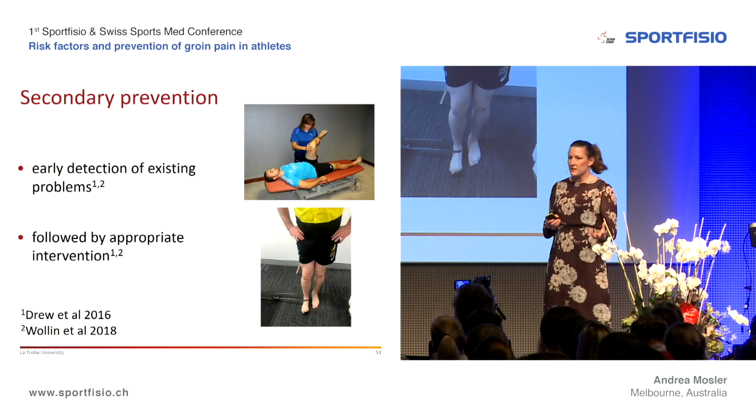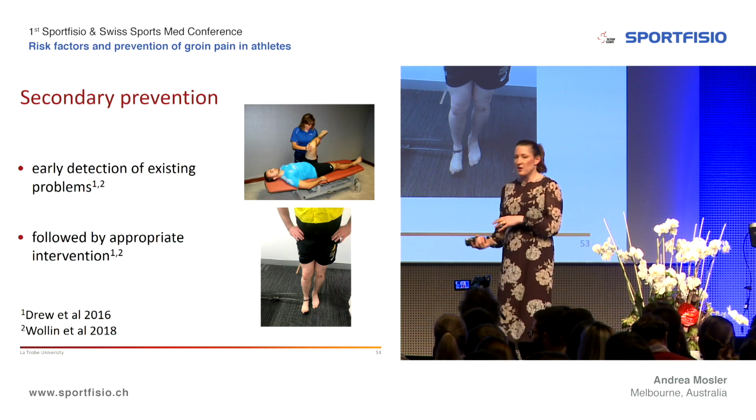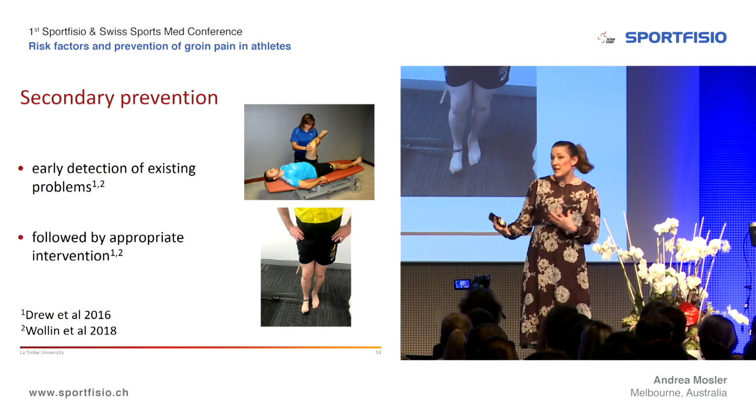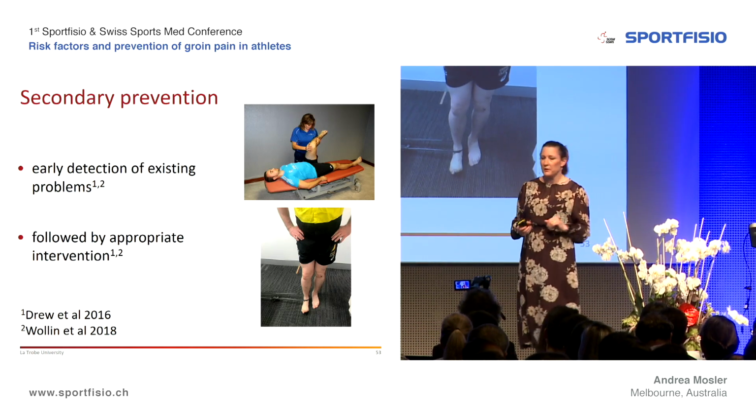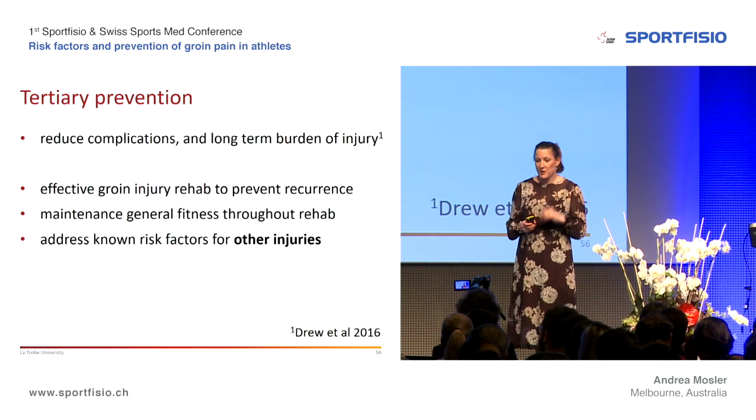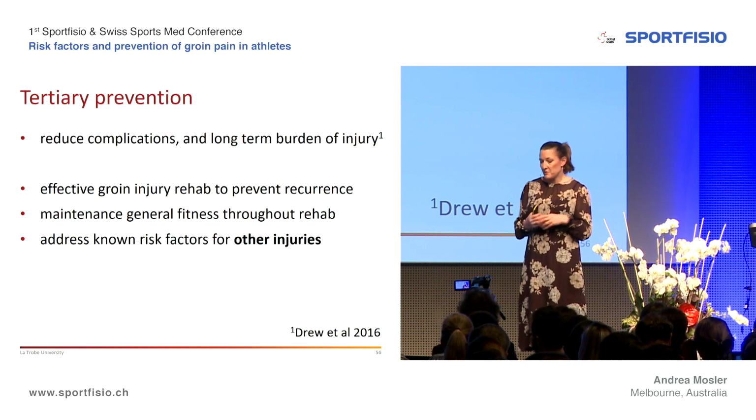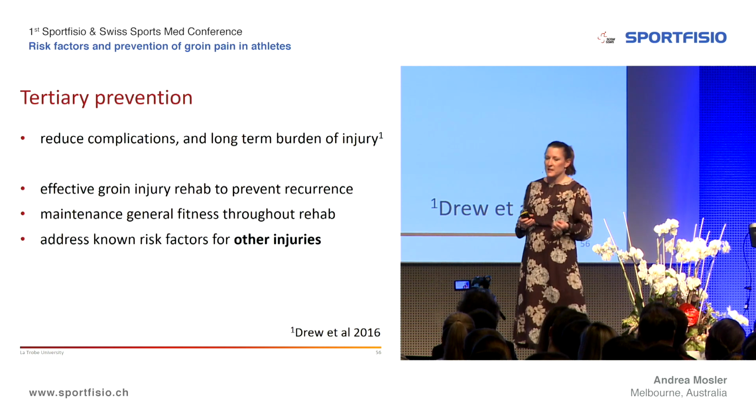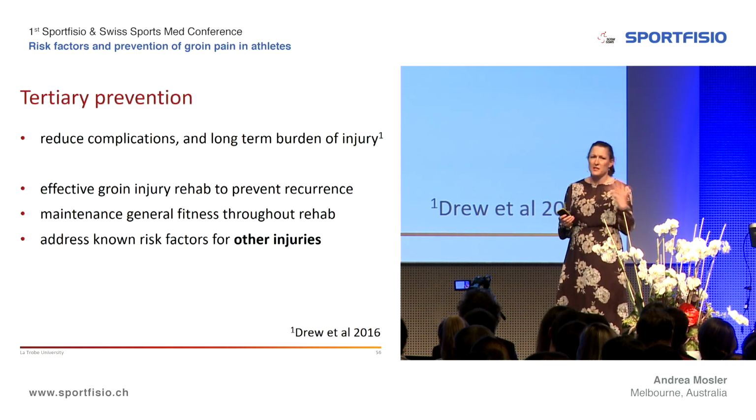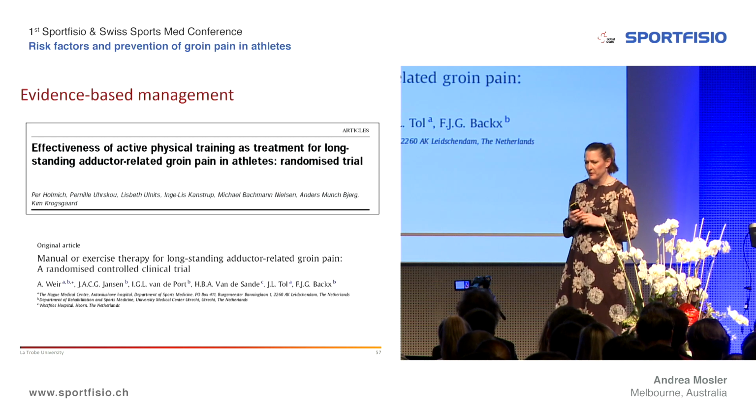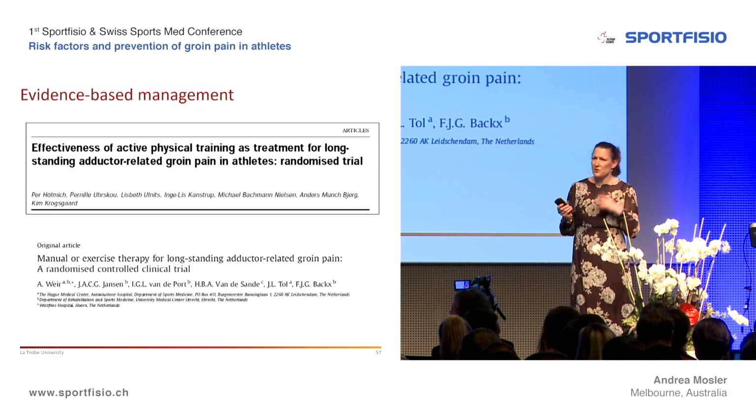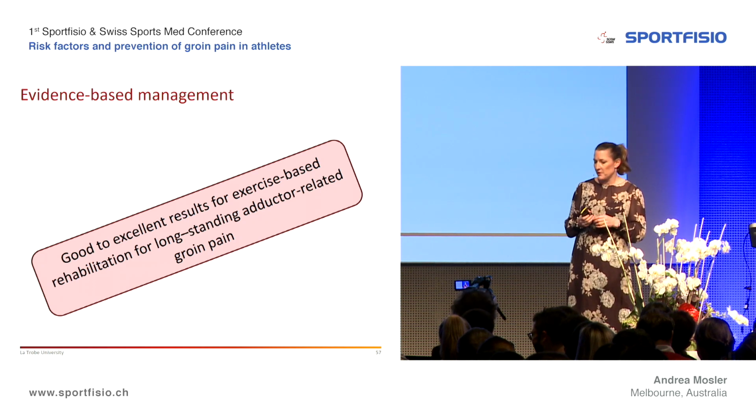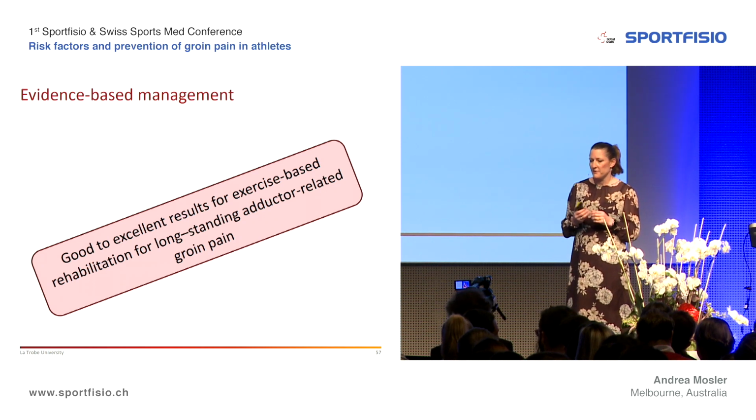So your appropriate intervention may be modification of load. It might not be pulling them out of training, but perhaps just reducing the number of long kicks they do in that training. It might be something as simple as that. And what about tertiary prevention? As I mentioned, it's really just looking at effective rehab and minimising that long-term burden of injury, because these guys are out for a long time sometimes. And we have lots of evidence now that exercise-based rehabilitation for long-standing adductor-related groin pain is effective.